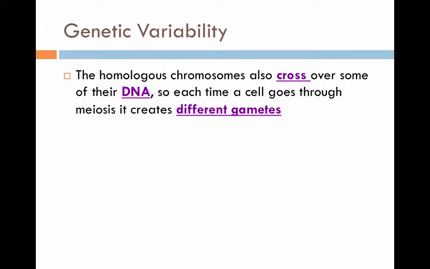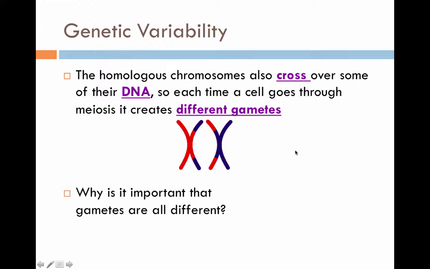Another reason why all gametes are different from each other as a result of meiosis is because the homologous chromosomes also cross over some of their DNA. So each time a cell goes through meiosis, it creates a different gamete. So instead of this left chromosome being all red and this right one being all blue, they actually swapped a little bit of their DNA. And they do so randomly at different places every single time a cell goes through meiosis.